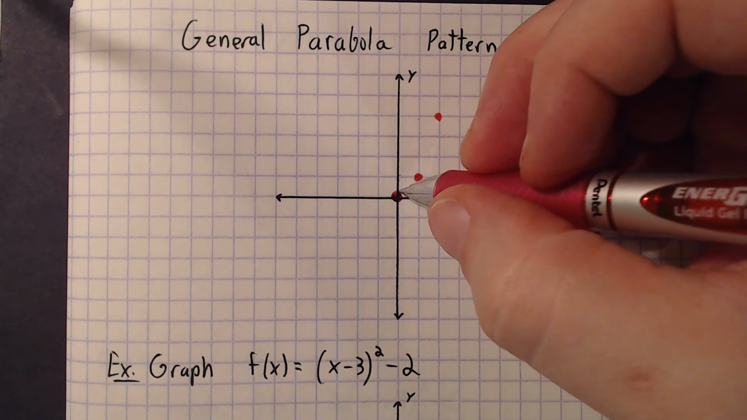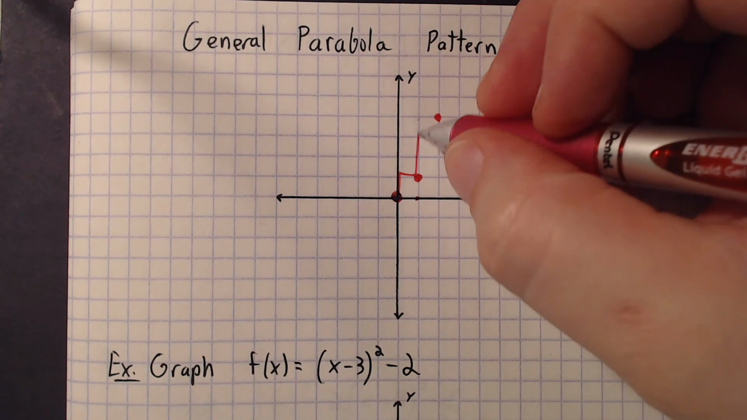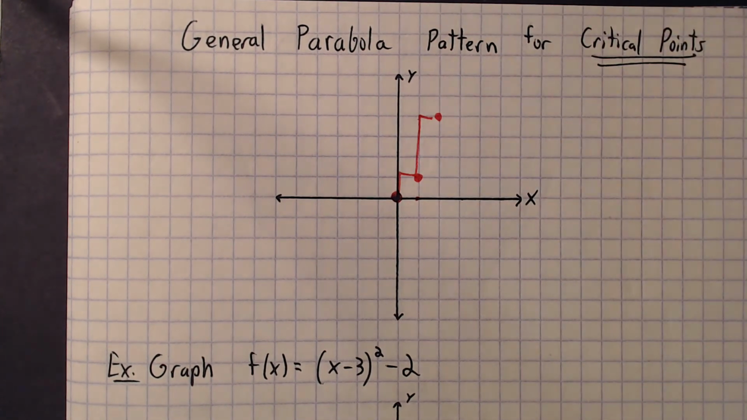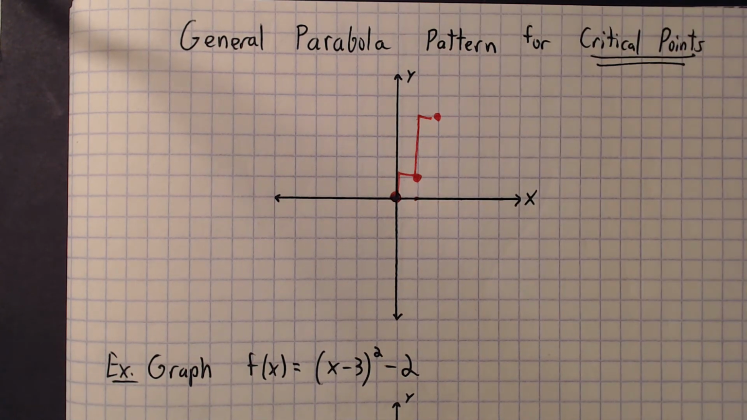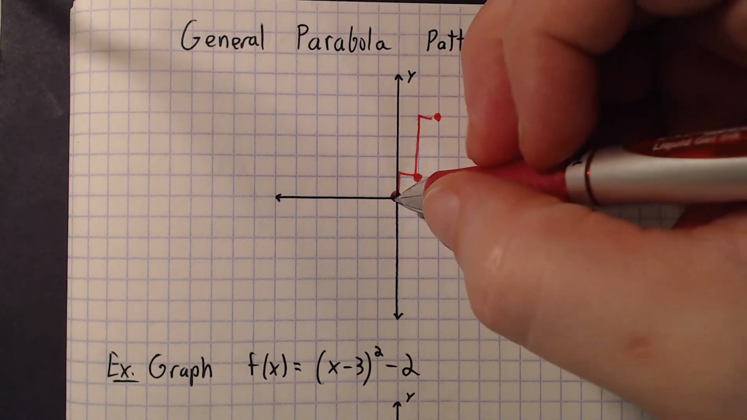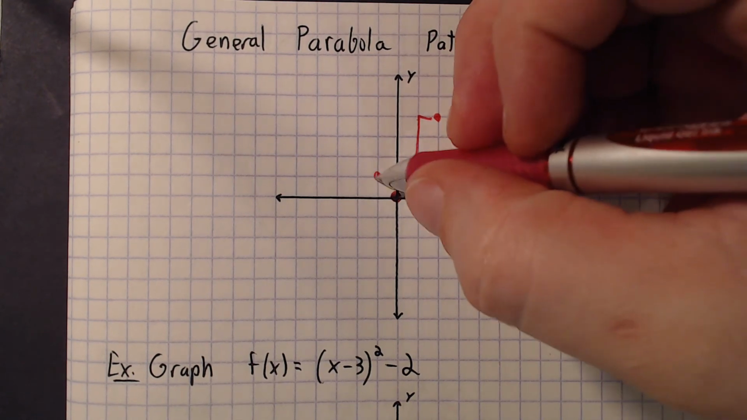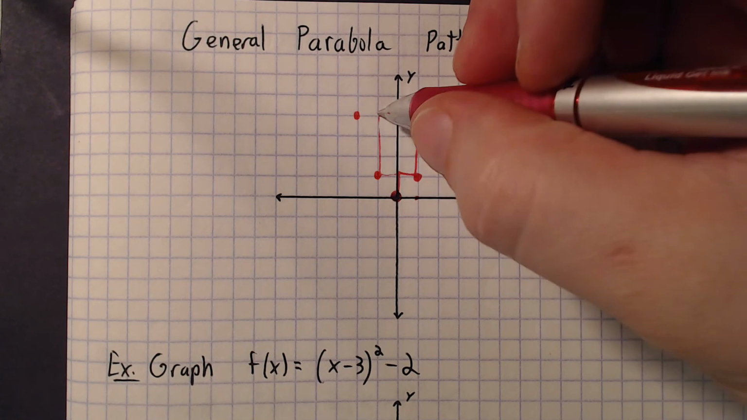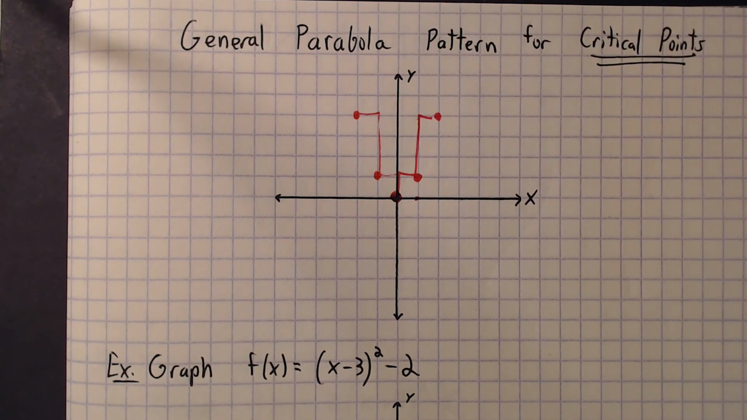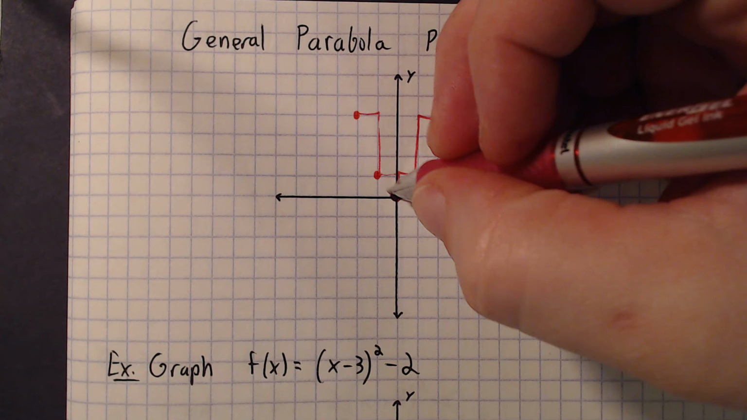So the pattern that we're looking for in a general parabola is going to be up 1 over 1, up 3 over 1. And because parabolas are symmetric on both sides, we're going to notice that it goes up 1 over 1 on the opposite side, and 3 over 1 on both sides. So that's the general pattern that we're going to follow.